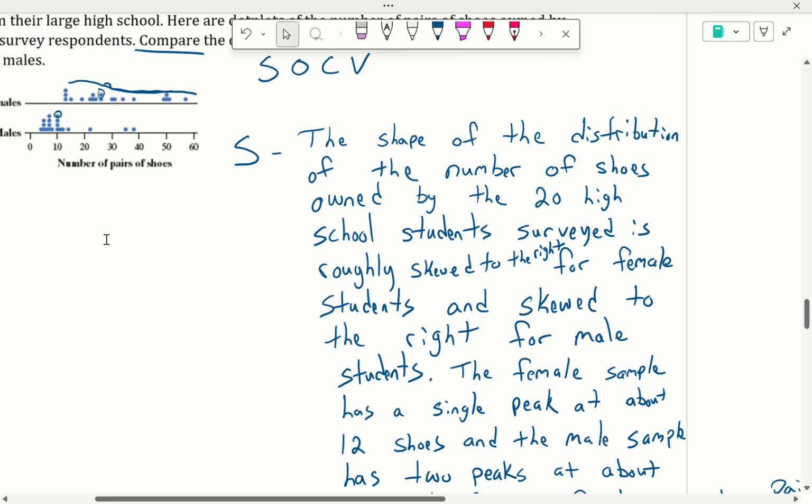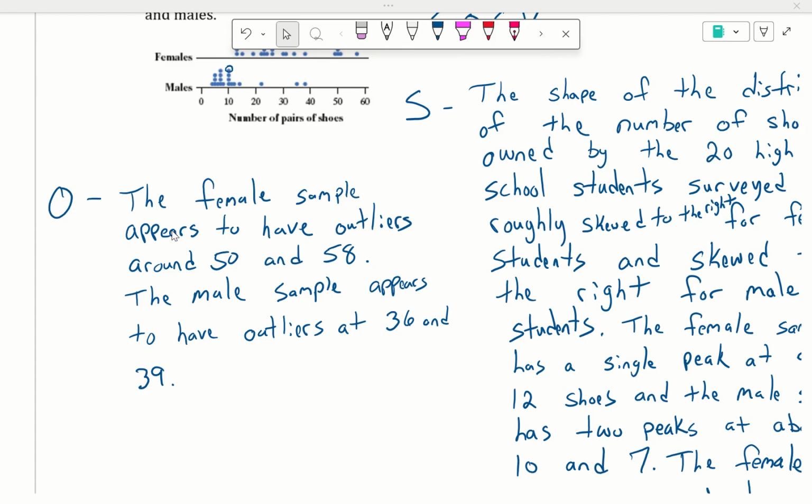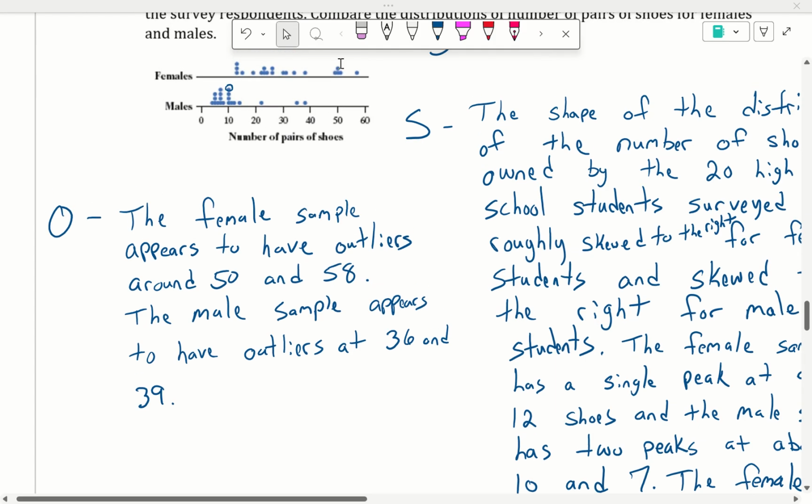Let's now talk about outliers and center and then variability. The female sample appears to have outliers around 50 and 58. So there's 4 clumped around 50. If you wanted to say there's 4 around 50 and 1 at 58, that'd be great. The male sample appears to have outliers at 36 and 39. If you're in the ballpark of these, that's okay.